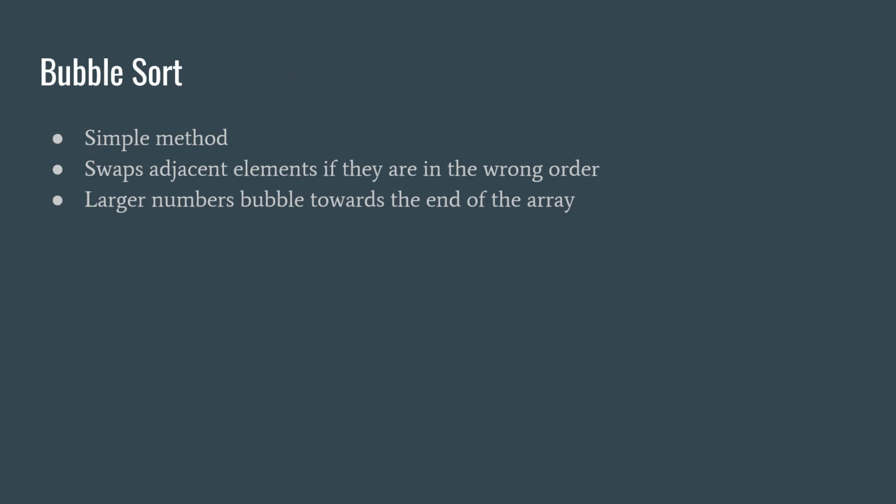First up is the bubble sort method. It is one of the most simple methods to sort through a list. It works by swapping adjacent elements if they are in the wrong order, with the largest numbers being bubbled towards the end of the list, hence why it is called a bubble sort.